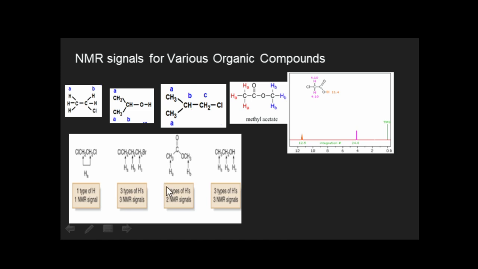Here there are 3 types of protons because CH2 is linked with bromine, here CH2 is linked with chlorine, and this CH2 is directly linked with the other CH2. So there are 3 types of protons, 3 NMR signals. Here 2 types of protons, 2 NMR signals. Here for ethanol, CH3 is different, CH2 is different, OH is different. So 3 types of protons, 3 NMR signals.